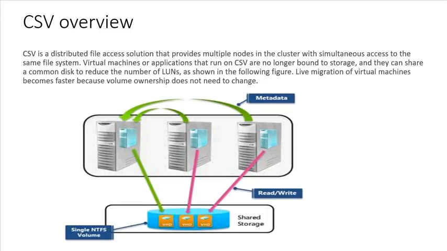Overview of the CSV. CSV is a distributed file access solution that provides multiple nodes in a cluster with simultaneous access to the same file system. VMs or applications that run on CSV are no longer bound to storage, and they can share a common disk to reduce the number of LUNs, as shown in the diagram below. Live migration of VMs becomes faster because volume ownership does not require changes.